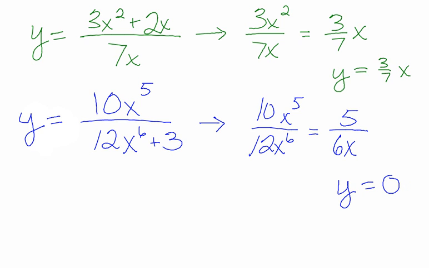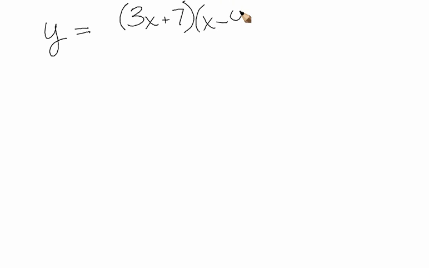Okay, that was a lot. Let's look at vertical asymptotes. So vertical asymptotes happen when you have x's in the denominator. For example, let's say we have y equals, I'm going to go ahead and write out a factored polynomial. So 3x plus 7 and then x minus 4.